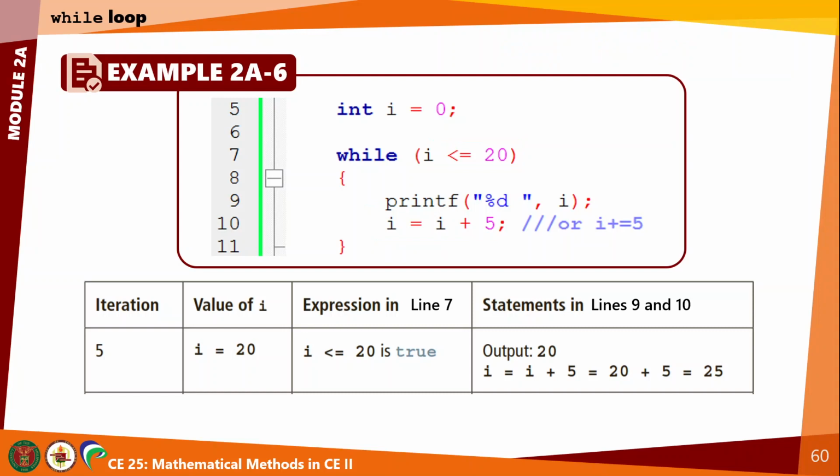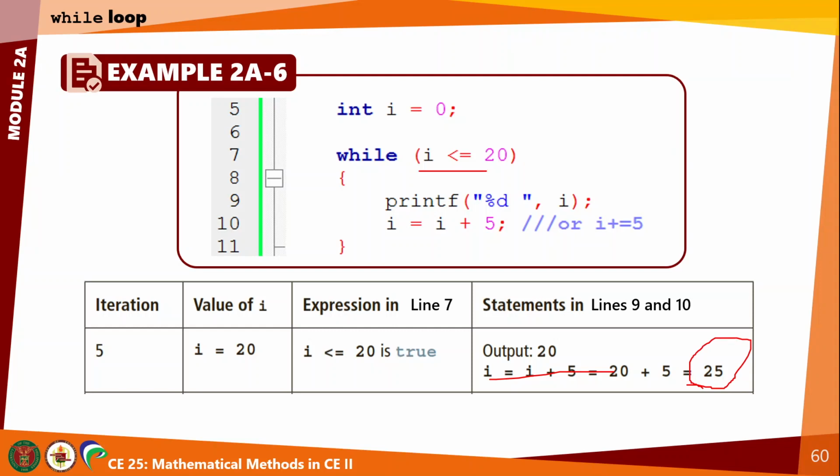For the fifth iteration, I now is 20. This is still true, di ba? Kasi less than or equal eh. So, 20 is equal to 20. So, true yan. Print niya si 20. 0, space, 5, space, 10, space, 15, space, 20, space, and add another 5 kay 20. So, your I, after the fifth iteration, the value of I now becomes 25.